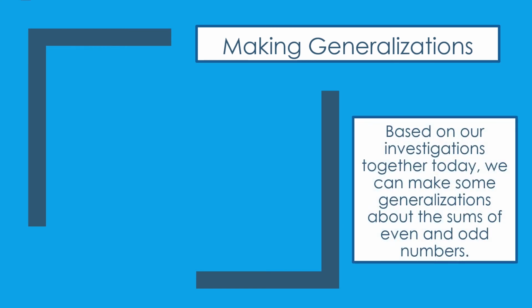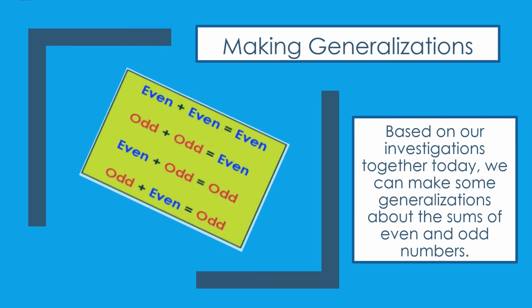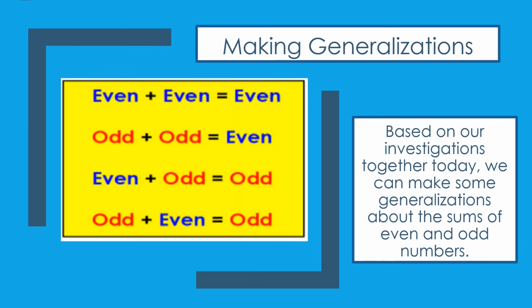So now, based on our investigations together today, we can make some generalizations about the sums of even and odd numbers. When you add an even number plus an even number, the sum will be even. When you add an odd number plus an odd number, the sum will be even. When you add an even number plus an odd number, the sum will be odd. When you add an odd number plus an even number, the sum will be odd.